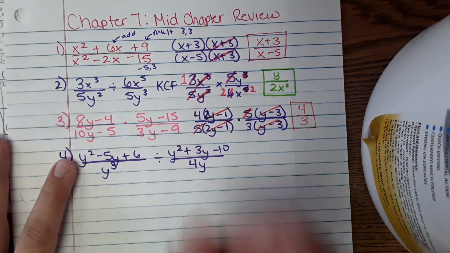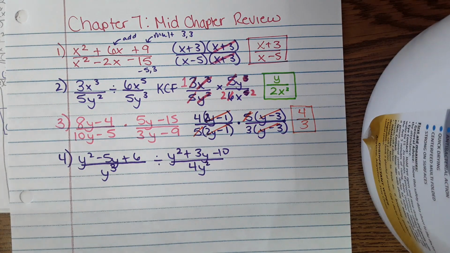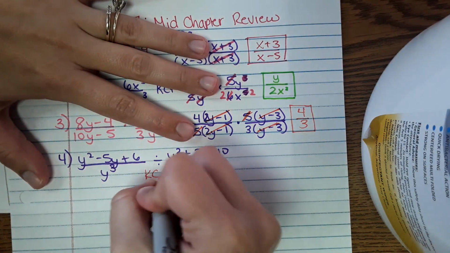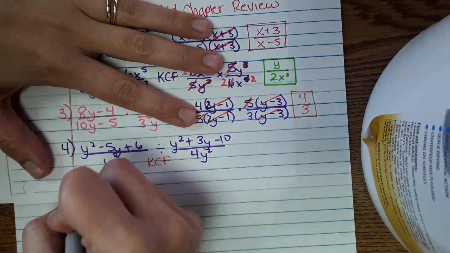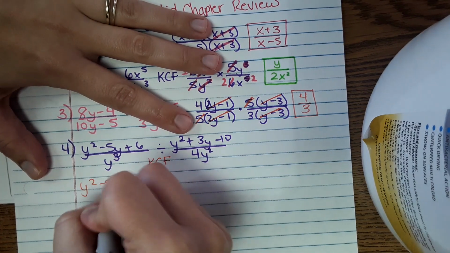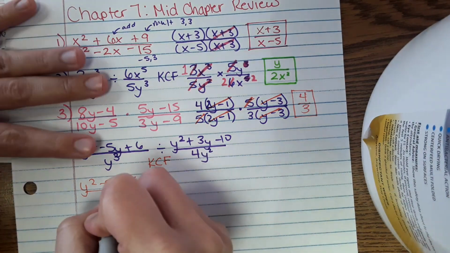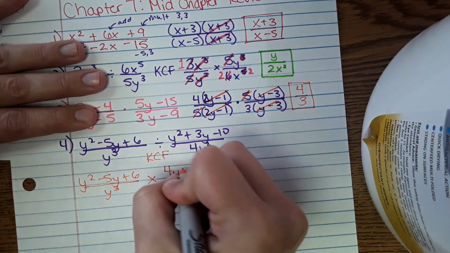Thanks. Appreciate it. Okay. So we have division, so we're going to need to do keep, change, flip before anything else. So I'm going to do keep, change, flip. Keep the first fraction, change the sign, and flip it before I do anything else. Y squared minus 5y plus 6 over y cubed. Change the sign to multiplication and flip it.